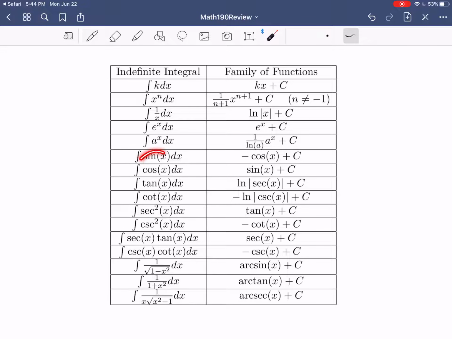Then we have a couple basic trigonometric integrals. Integral of sine x dx is negative cosine x plus c, and the integral of cosine x is sine x plus c. Notice that which one gets the negative is switched here because, again, anti-differentiation, we're going in reverse. Then a couple more tricky ones. Integral of tangent x dx and integral of cotangent x dx. For tangent, it's ln absolute value secant x plus c, and for cotangent, it's negative ln cosecant x plus c. Now, these ones are a little bit trickier.